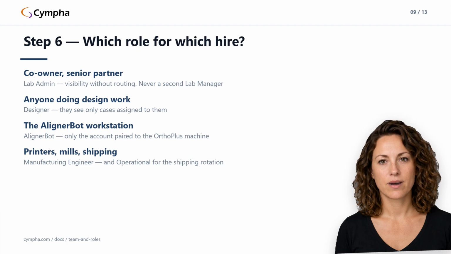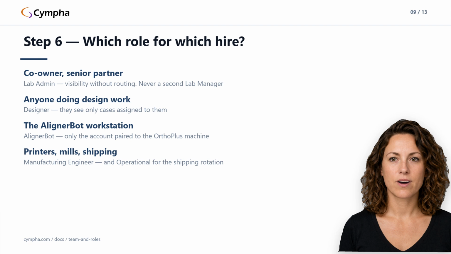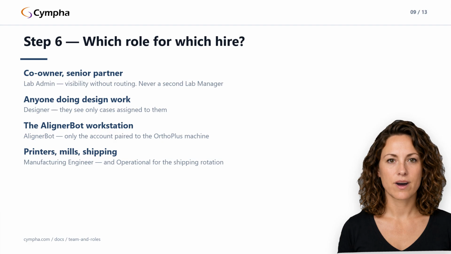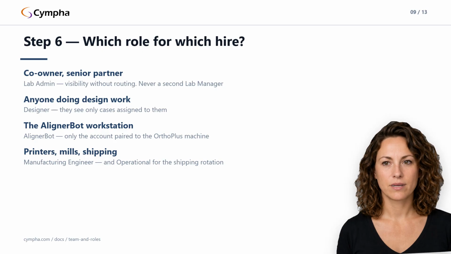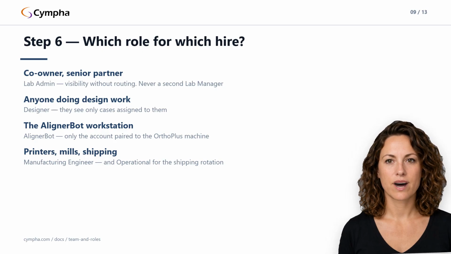Skip it if your designers are happy to triage as they go. Manufacturing Engineer goes to whoever runs your printers, mills, and finishing benches, and remember, moving a case to in manufacturing routes it to them. Operational goes to shipping clerks. And on the pair people confuse most, lab admin versus operational, the admin observes, while the operational member can actually hold shipping cases. So if someone needs to be in the shipping rotation, that's operational. It's what puts them in the case routing at all.